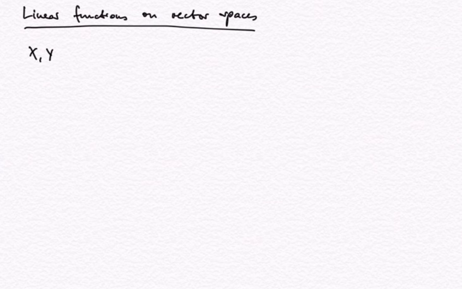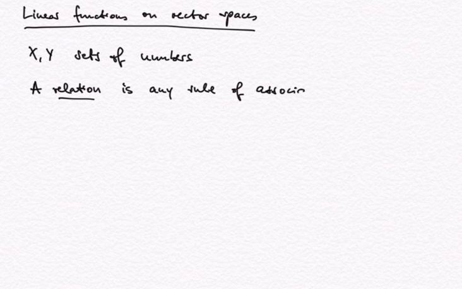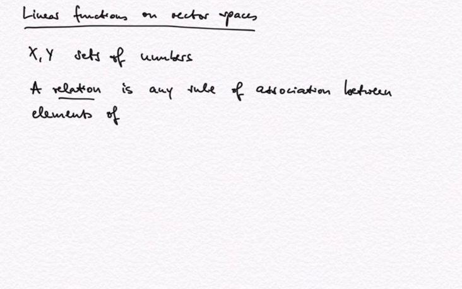So I'm going to introduce two sets of numbers X and Y. Later on, I'm going to replace these by vector spaces, but right now we can stay very general, and they can be real, complex, natural, whatever kind of numbers. And then we define a relation as any rule of association between elements of X and elements of Y.